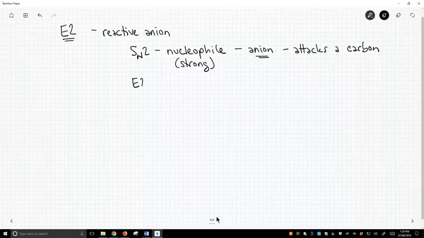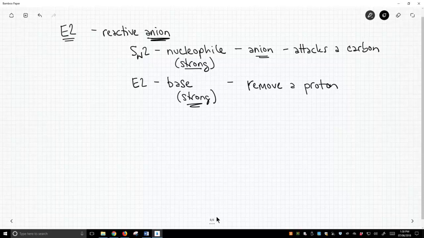The E2 is similar, except the reactive anion in the E2 doesn't act as a nucleophile. It instead reacts as a base. And since it is a reactive anion, it is strong in reactivity. It's not strong as a nucleophile, but it's strong as a base. What do bases do by definition? Well, bases remove a proton. They're going to find a hydrogen atom and remove that hydrogen atom.